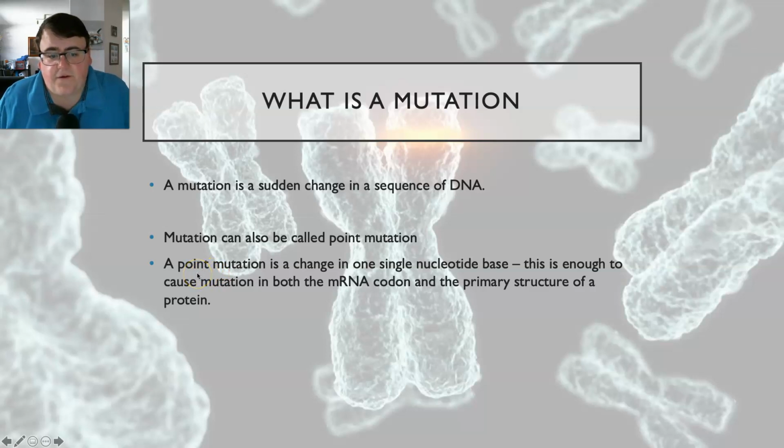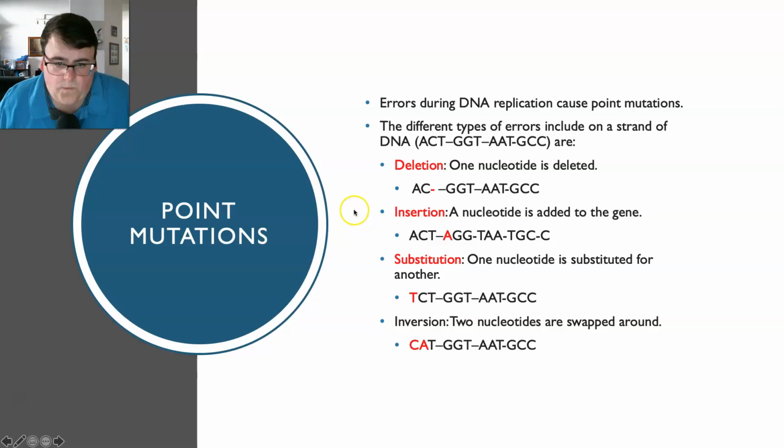That is enough of a change in the DNA sequence to change the mRNA codon, which will then code for a different amino acid, which will change the primary structure of a protein, which could affect the entire protein. So all you need for a mutation to actually cause damage is for one nucleotide base in the entire DNA sequence to change. There are 4 different types of point mutations that we need to talk about. So there's deletion, insertion, substitution, and inversion.